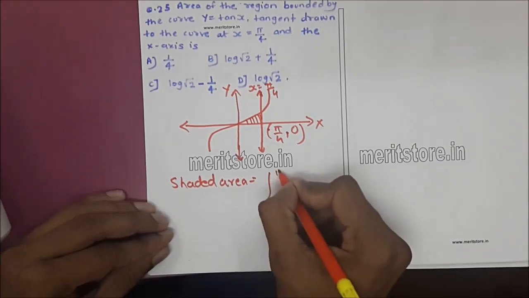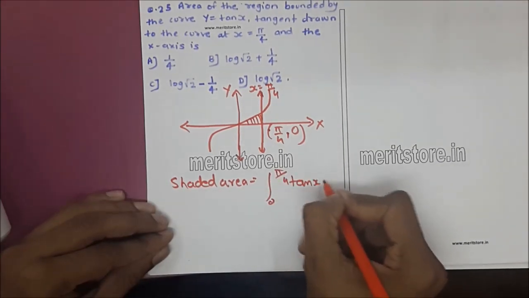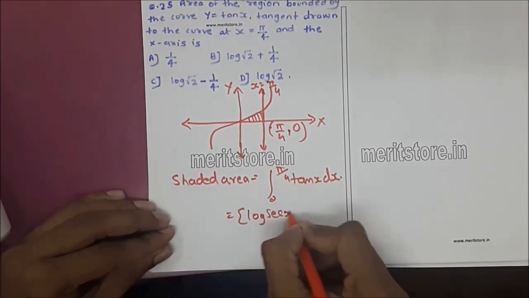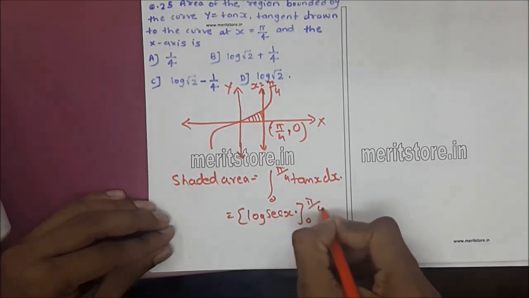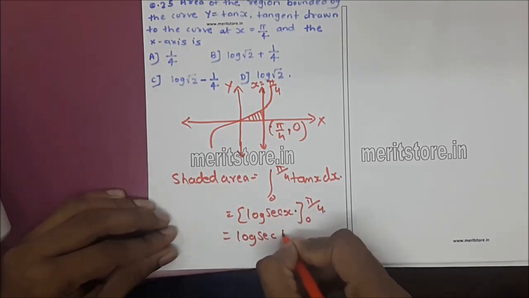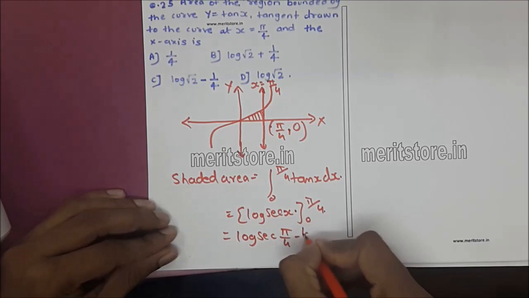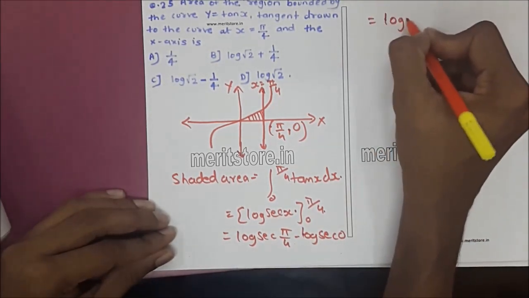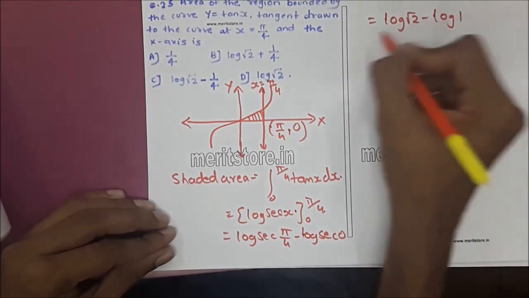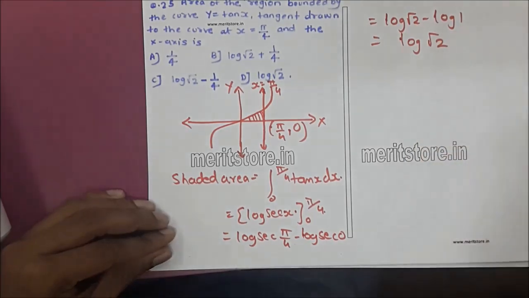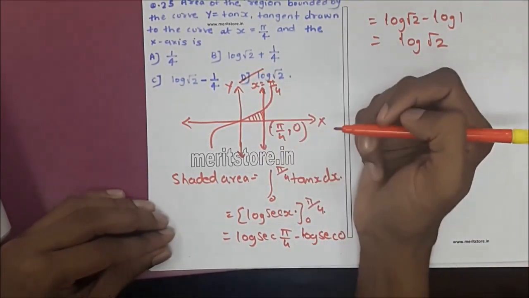is integral 0 to pi by 4 tan x dx, that is log sec x from 0 to pi by 4. We substitute the limits in x, we get log sec pi by 4 minus log sec 0, which is equal to log root 2 minus log 1, which we get as log root 2, which is option D. Option D is the correct answer.